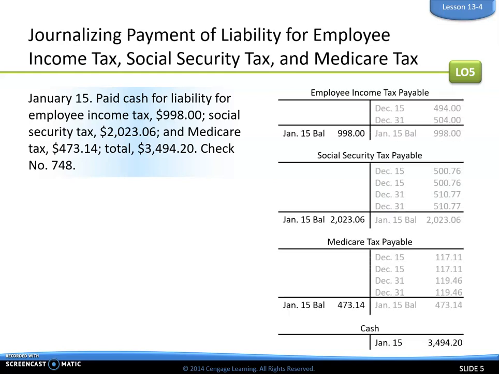Here they're showing us all of our T accounts and what that looks like. So when we look at our employee income tax, this is what we withheld. Here's our balance. Now we're paying that, so we're going to be debiting that account to pay that off.